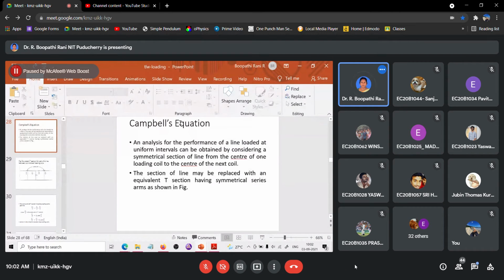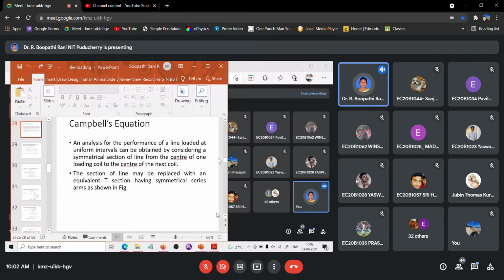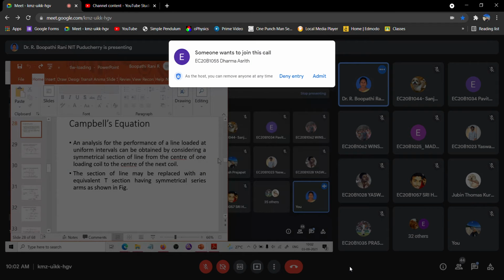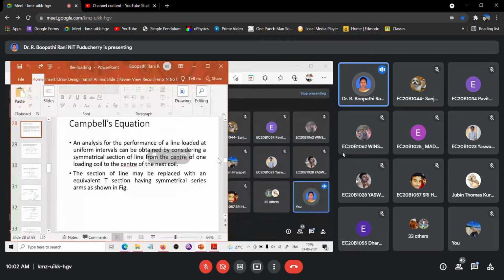So for a distortionless line, Lg equals Rc, and we analyzed the formula and concluded that we need to increase the inductance of the line. So we are increasing the inductance artificially on the line. That is called loading of a line. The process is called loading, and that line is called a loaded line.